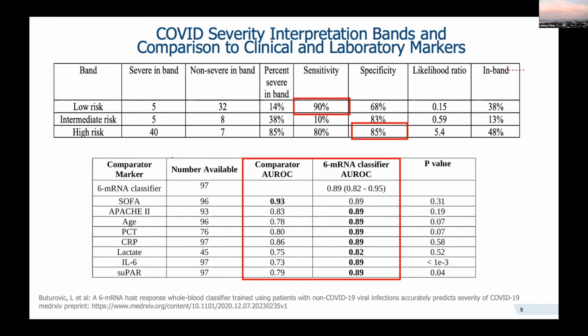So this slide looks at COVID interpretation bands. Similar to the process of using those non-COVID cohorts for discovery, here we're showing the data for those COVID patients. At the top, you can see the sensitivity and specificity for the 3 different interpretation bands I mentioned. And the bottom shows the AUCs compared to other biomarkers and clinical scores.